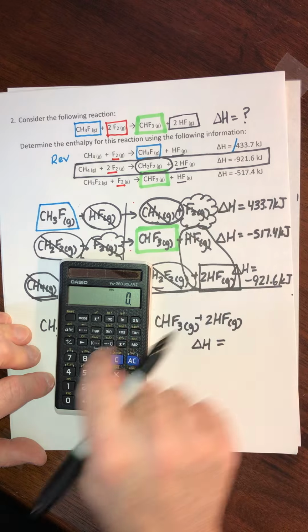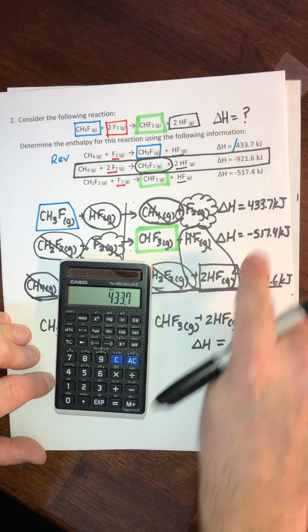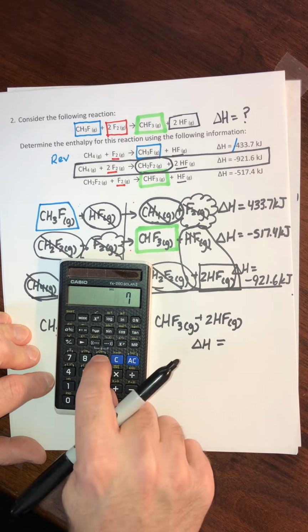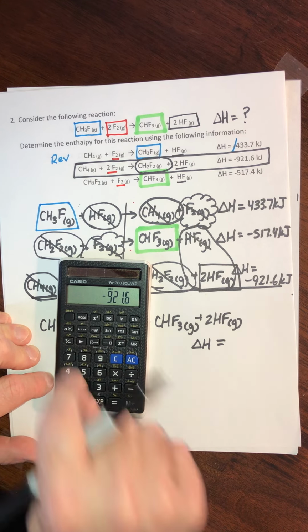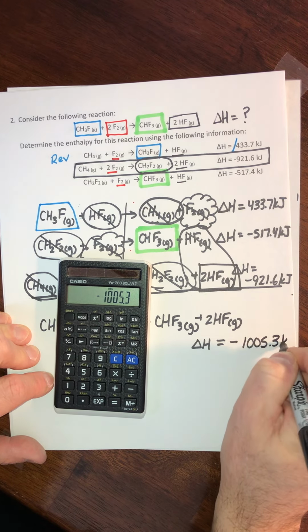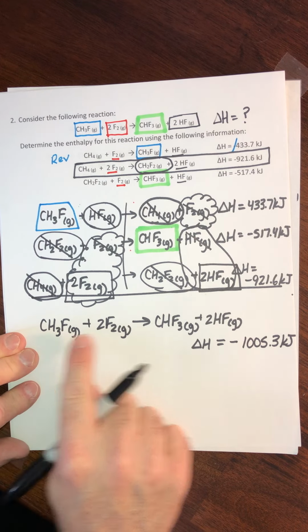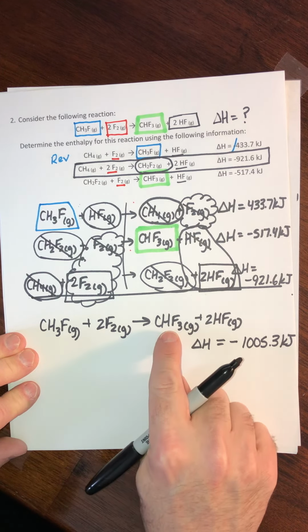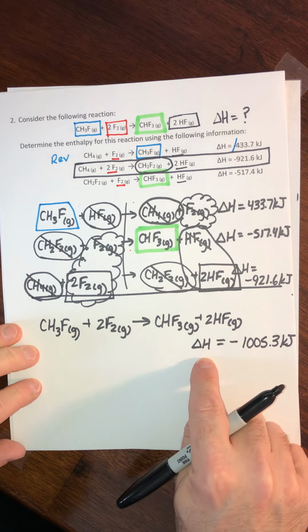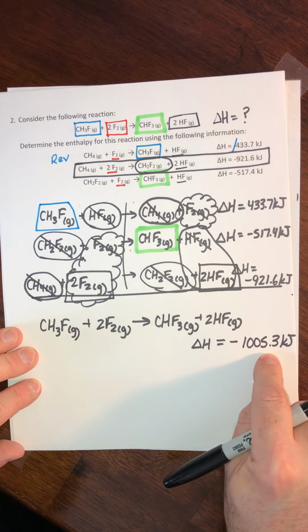So my delta H would be 433.7 plus a negative 517.4 plus a negative 921.6 gives me a negative 1005.3 kilojoules. So if you were to take some fluoromethane, react it with 2 fluorine gases to produce a trifluoromethane and 2 HFs, the amount of enthalpy change, the amount of heat, would be a negative 1005.3 kilojoules.